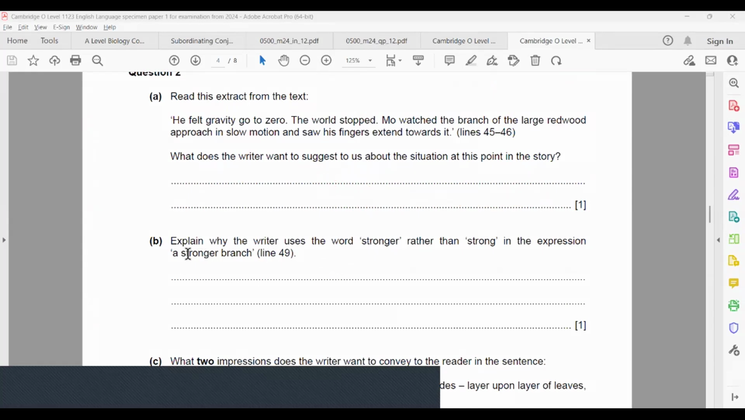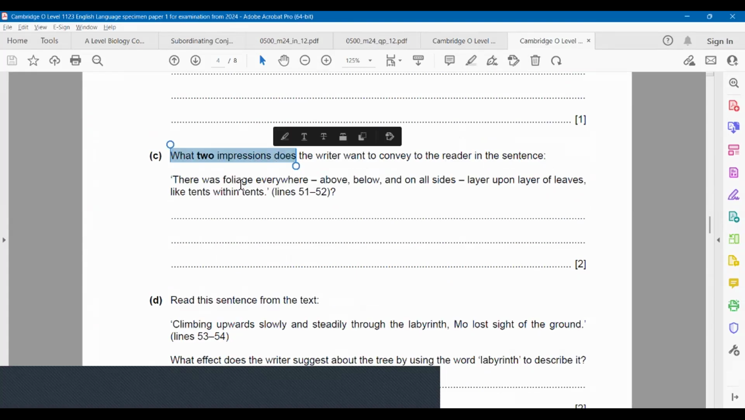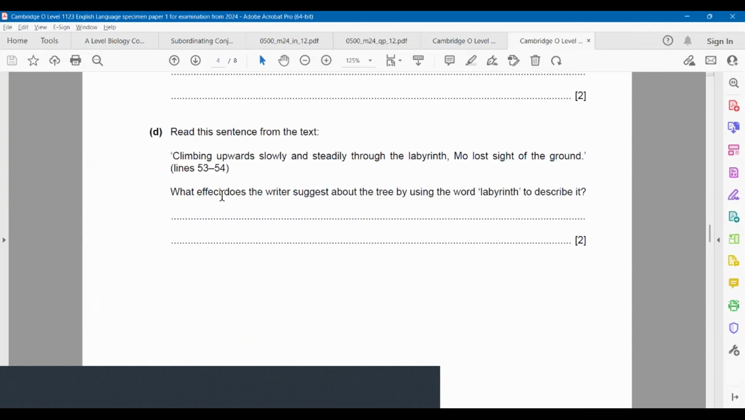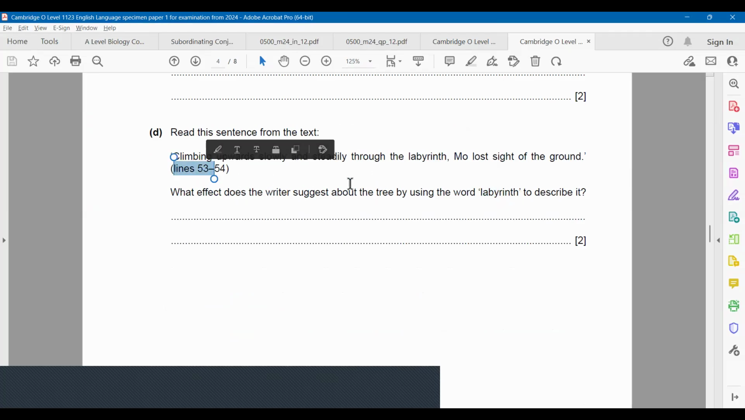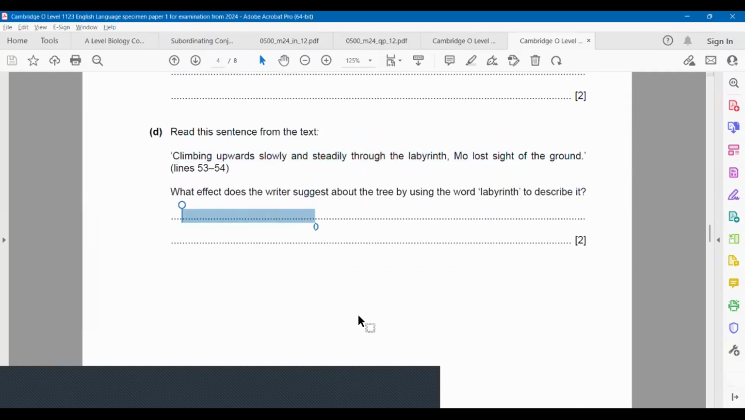So again, a line reference to a quoted phrase, and again, two impressions. What effect, what meaning, what is the writer trying to achieve by saying it like this in these lines? What effect is he suggesting using this word in these lines? Because it's worth 2 marks, for this particular word you need to give two effects, like what comes to mind when you read the word labyrinth over here.